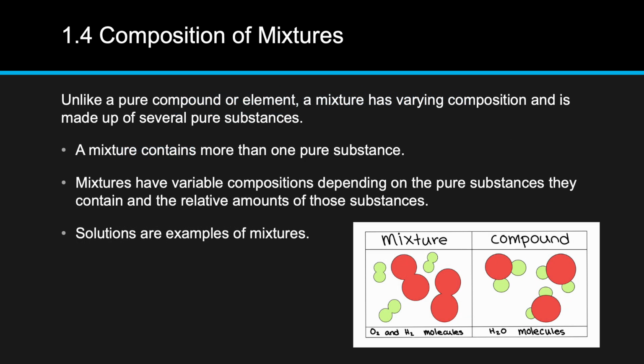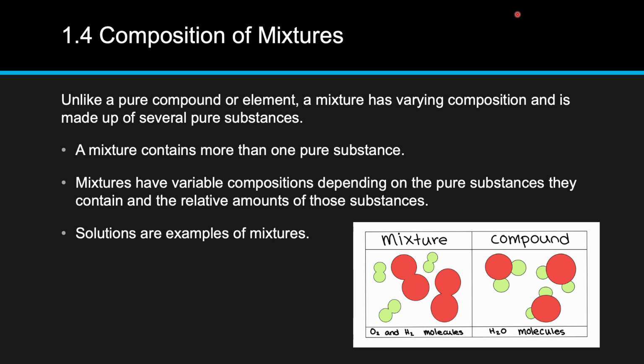Unlike a pure compound or an element, a mixture is going to have varying composition and is made up of several pure substances. And I wanted to show you this diagram on the bottom here because AP Chemistry loves to throw in particle diagrams. So down here, there is a clear difference between a mixture and a compound because in the mixture, we have two different types of pure substances. We have O2 molecules and we have H2 molecules.